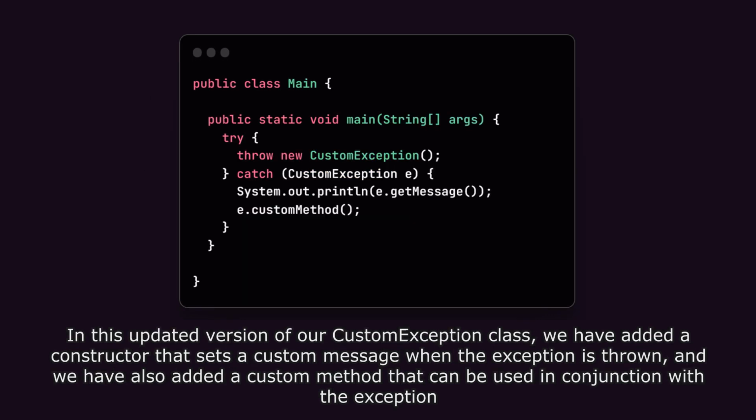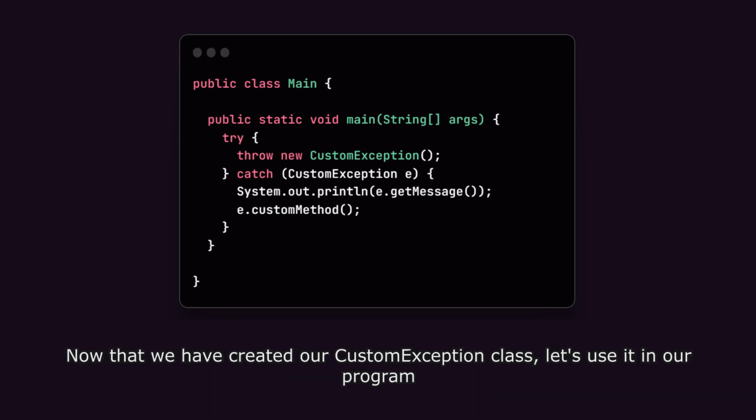In this updated version of our CustomException class, we have added a constructor that sets a custom message when the exception is thrown, and we have also added a custom method that can be used in conjunction with the exception. Now that we have created our custom exception class, let's use it in our program.